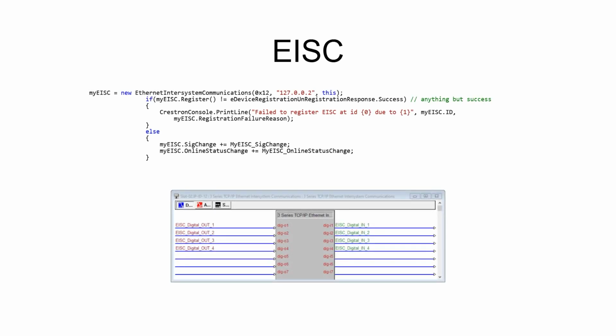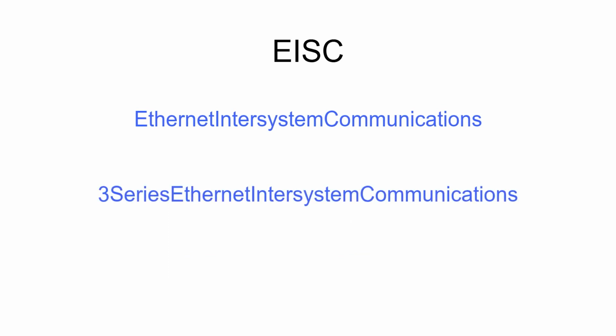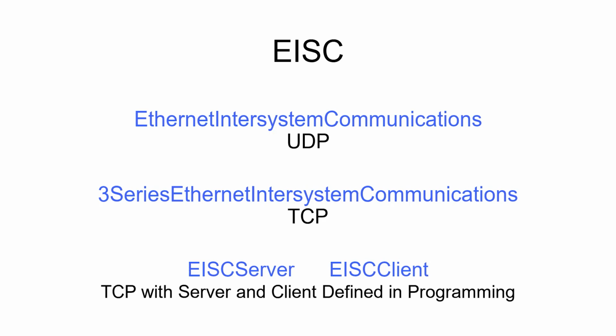We must choose the correct EISC to use based on what we are going to communicate with. We have a traditional EISC, the 3 Series EISC, the EISC server, and the EISC client. EISC is a UDP-based communication and is typically used for legacy systems, as they do not support the TCP-based 3 Series EISC symbol. If the system needs to have explicit control over the server and client using TCP communications, the separate server and client classes would be used. If you are communicating to a Crestron virtual control program, the virtual control is always the server, and the devices communicating will always be the clients.